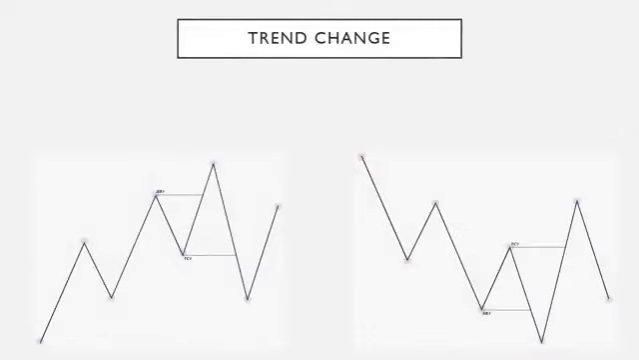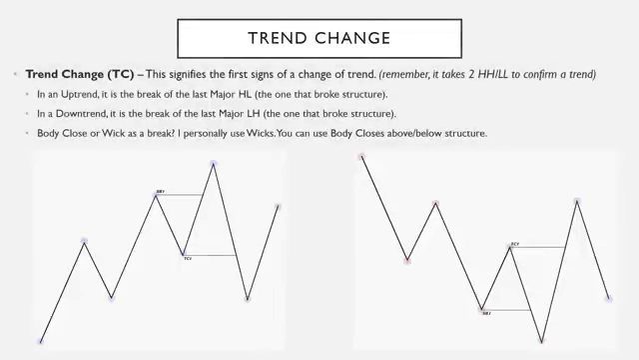Okay, so there is our trend change. So this pretty much signifies the first change of the trend, right? Again, remember that in the beginning I told you it takes 2 higher highs or 2 lower lows to confirm a trend, right? So in an uptrend, it is the break of the last major higher low, right? So if this is the last push, this is the last major higher low. If we break below the major higher low, trend change, right? In a downtrend, the market broke structure down right there. What caused the break? It's this. As this one breaks, trend change, right? Again, body close or wicks breaks, I take wicks, as I touched before, but you can also use body breaks above and below structure. Okay, so very simple, and I'm sure by now you know trend changes.